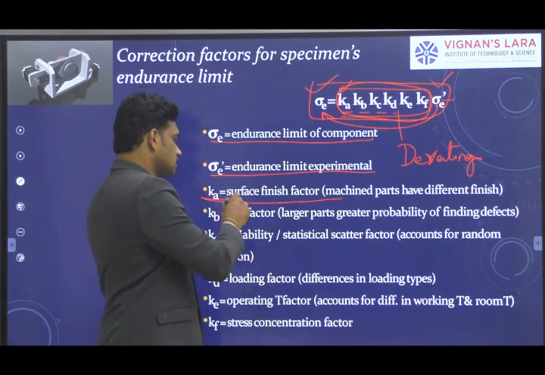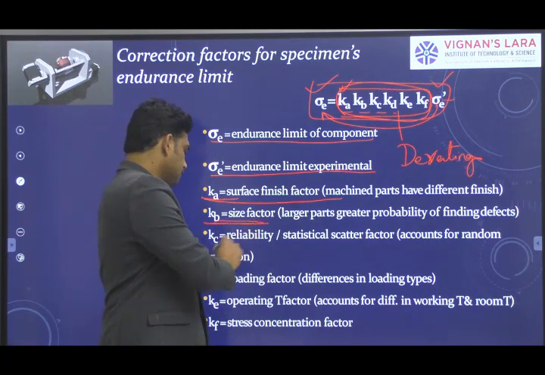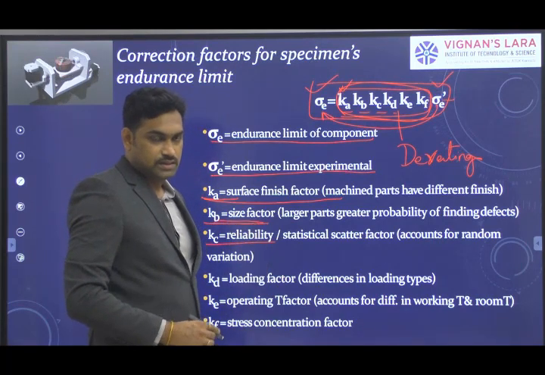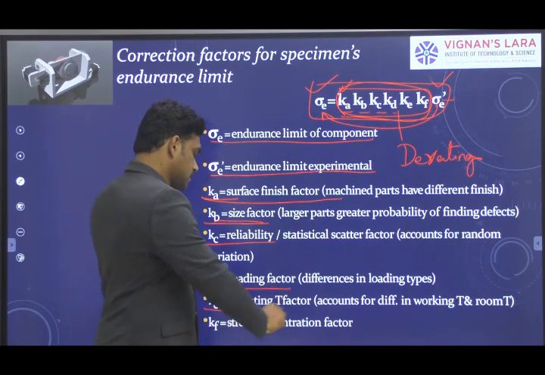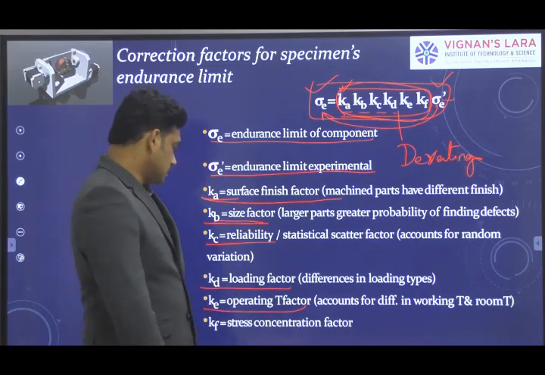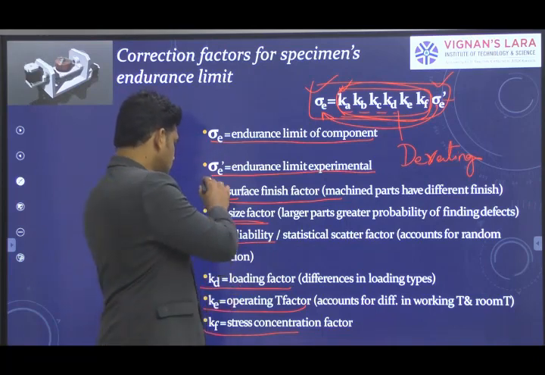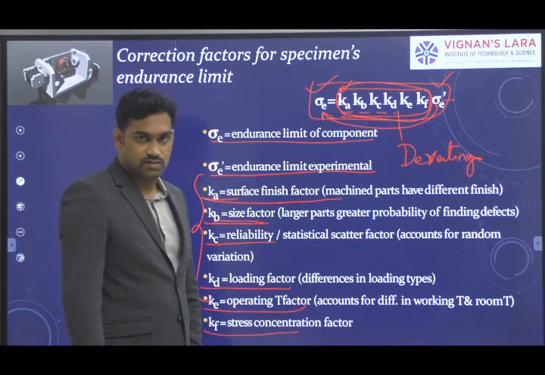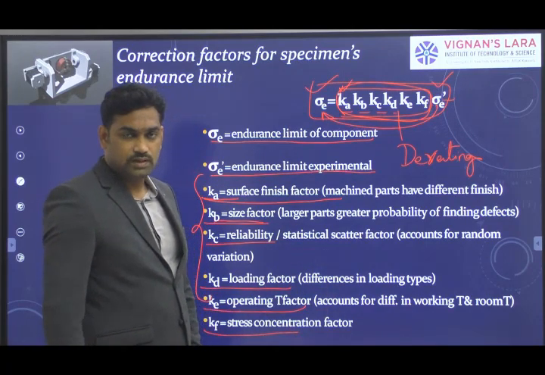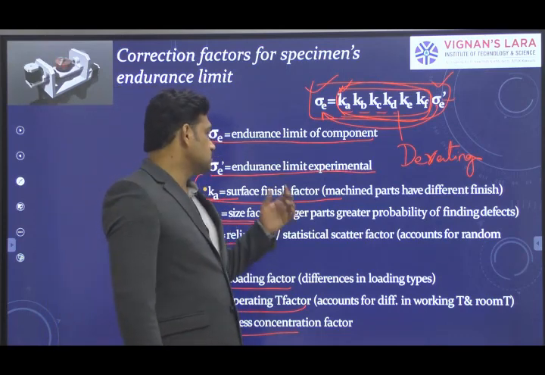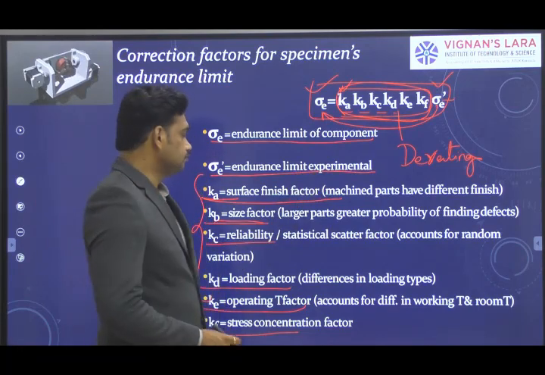So it may vary. Here Ka is the surface finish factor, Kb is the size factor, Kc is the reliability factor, that is, how reliable we take our components to be, Kd is the loading factor, Ke is the temperature factor, and Kf is the stress concentration factor that we already discussed earlier. These are some of the important derating factors taken into account to reduce the experimental value to suit the actual component. Let us see how these factors influence the endurance limit of the actual component.